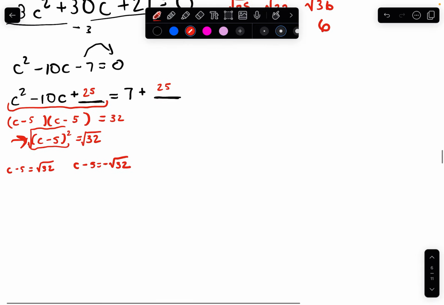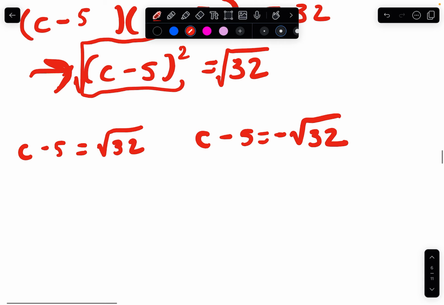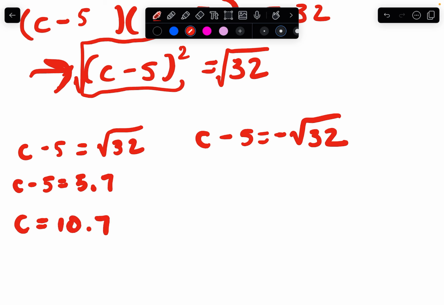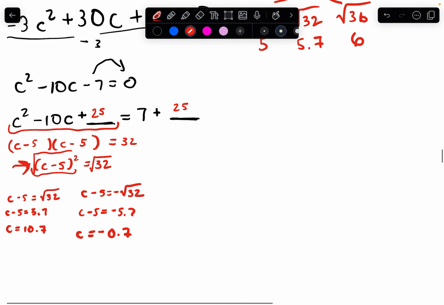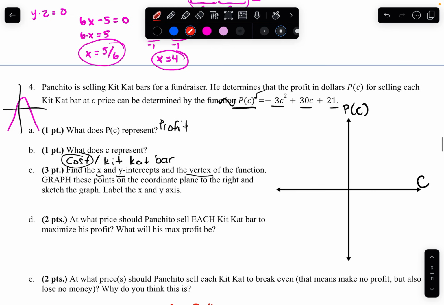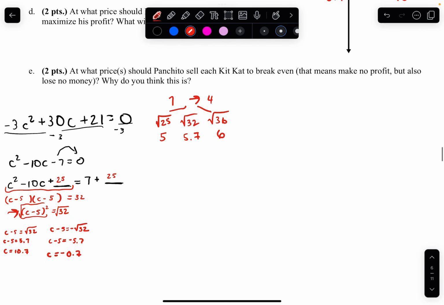Okay. So let's substitute that. C minus 5 is equal to 5.7, so C is equal to 10.7. And C minus 5 is equal to negative 5.7, so C is equal to negative 0.7. And these are my x-intercepts. I'm going to go ahead and plot them.